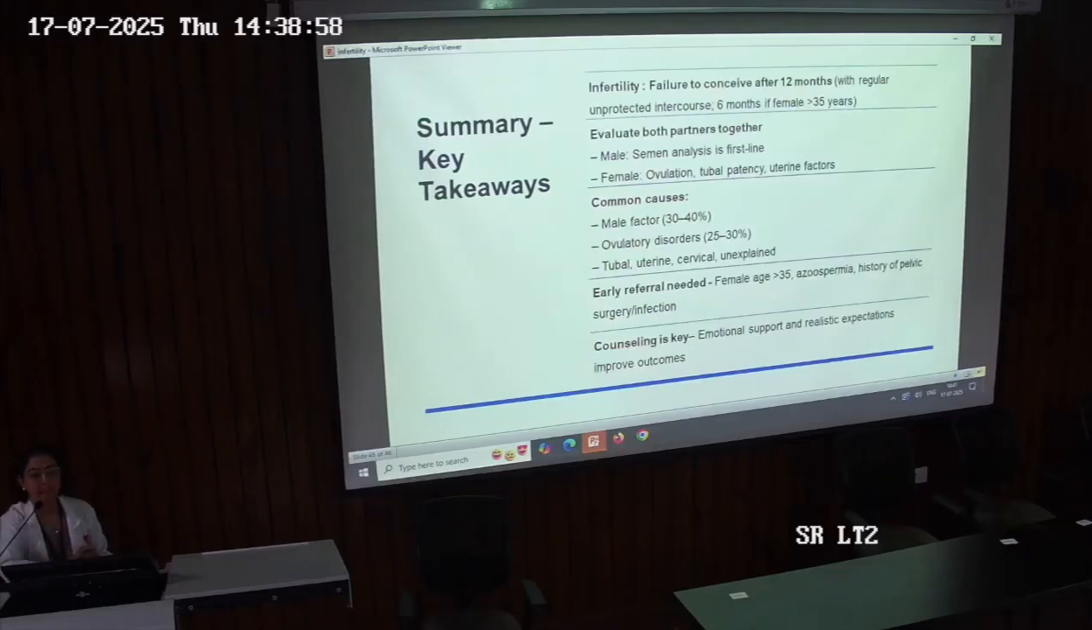So, infertility definition: we start our workup after 12 months of regular unprotected intercourse. We evaluate both partners together by a good history and examination. In cases of male, semen analysis, and in cases of female, tests for ovulation, ovarian reserve, tubal patency, and hysterolaparoscopy if indicated.